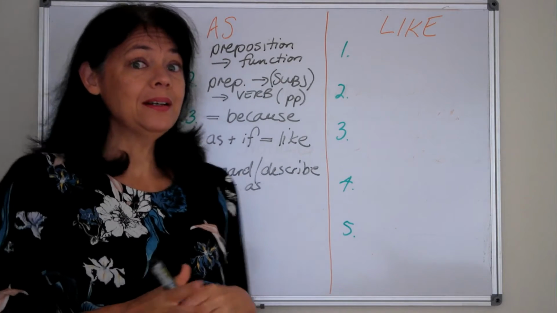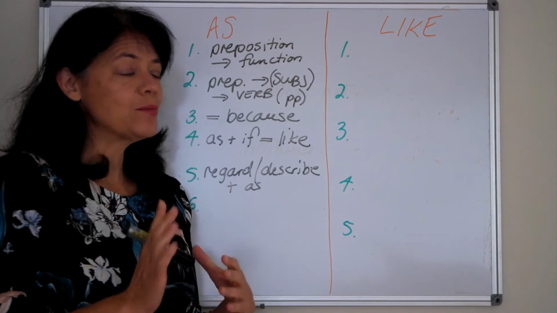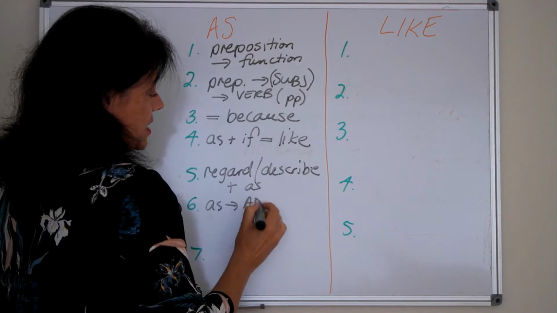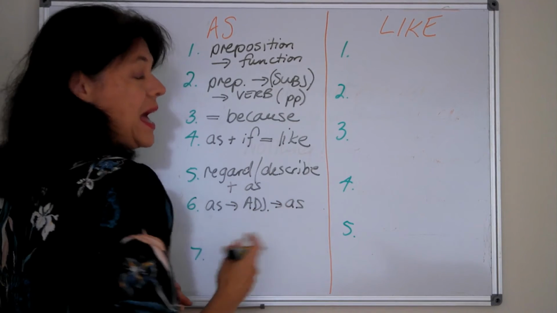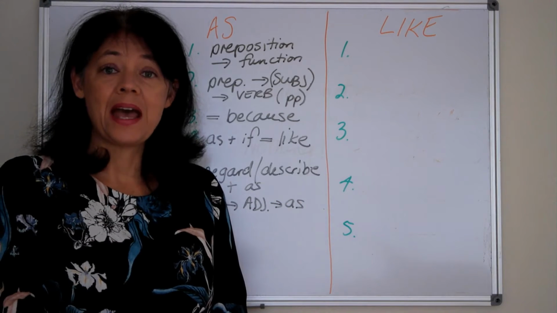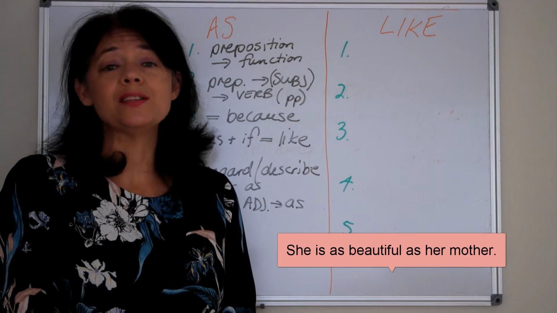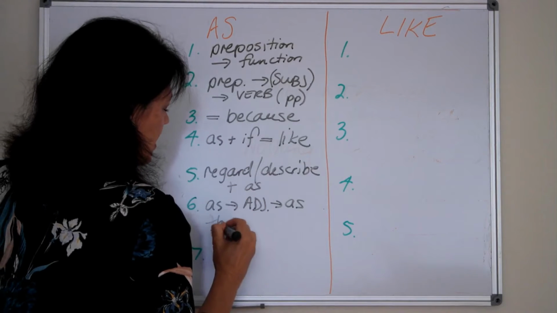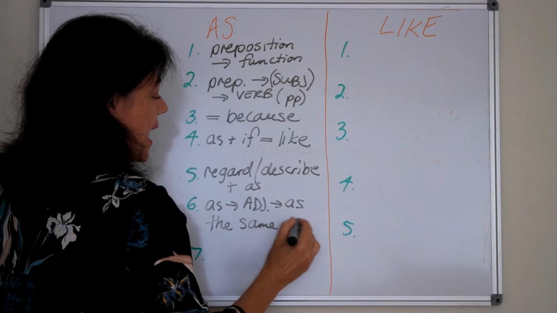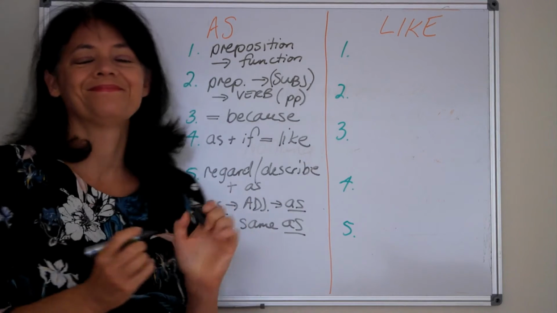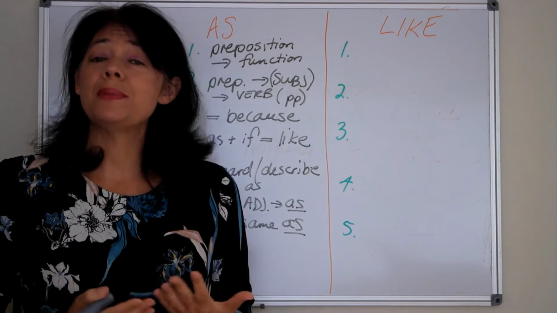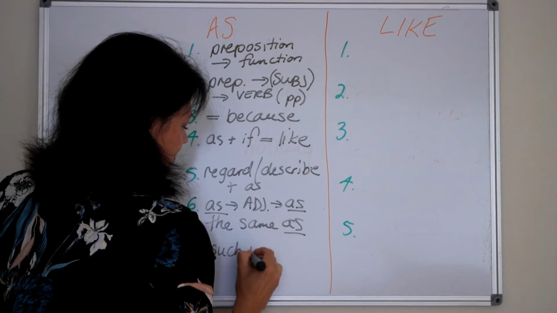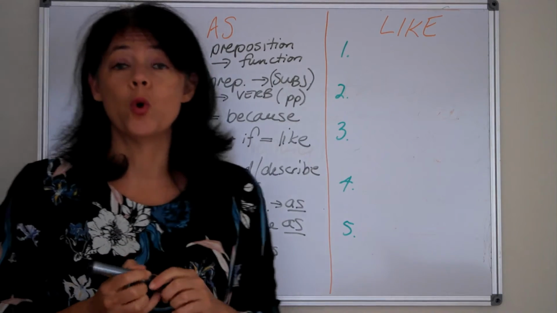Now, for the next one, this is all about comparison. And I'm sure you've learnt this before, but let's review. As, adjective, as: as clever as, as beautiful as. She is as beautiful as her mother. Or, if it's the same, you should know this, the same as. The last one just means for example, such as. And it just means for example.